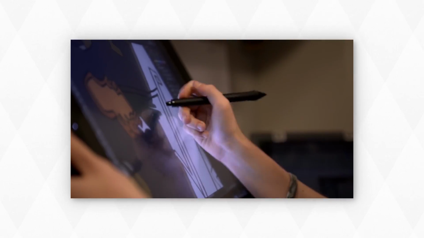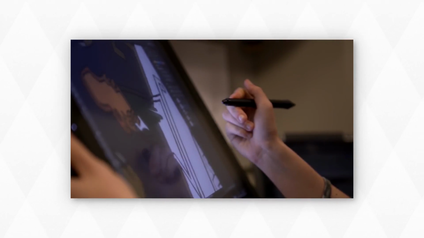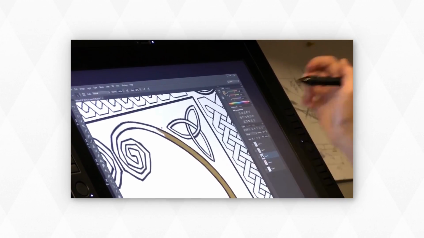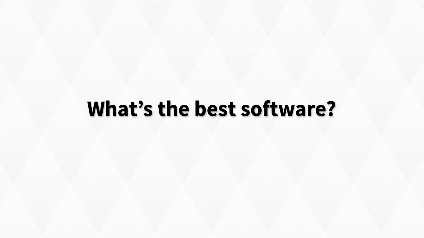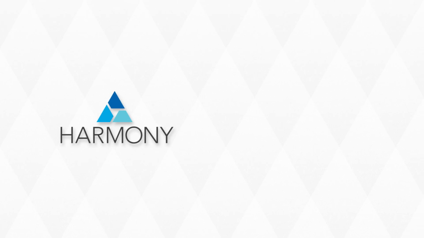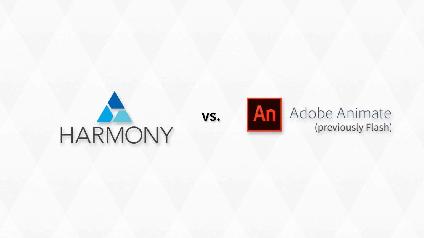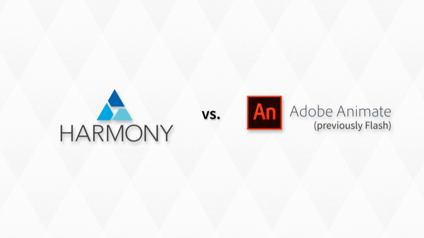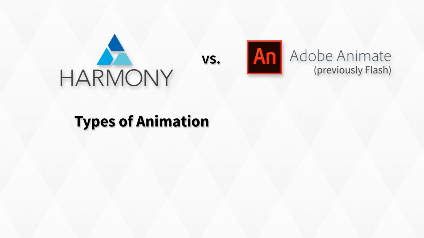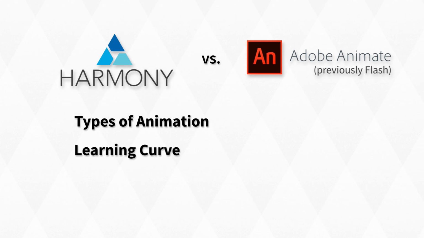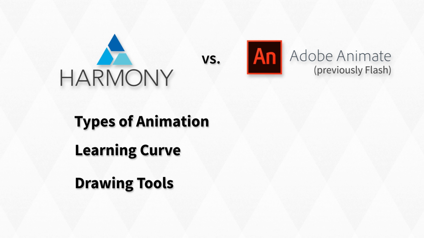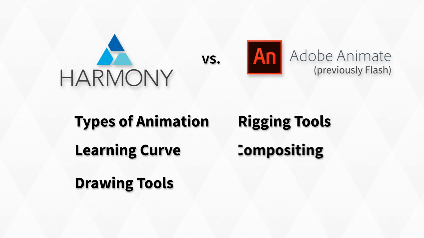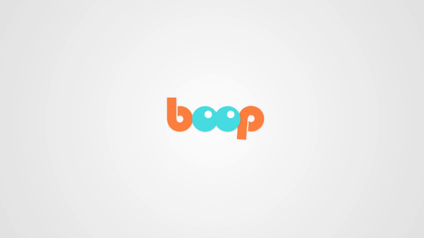If you're one of the many people looking to get into 2D animation, or you're considering updating your workflow, you might be wondering what's the best software to use. In this video, we'll look at two of the biggest contenders, Toon Boom Harmony and Adobe Animate CC, the modern incarnation of Flash. We're going to look at the types of animation they're best suited for, their learning curve, their drawing tools, their rigging tools, their compositing, and cost.